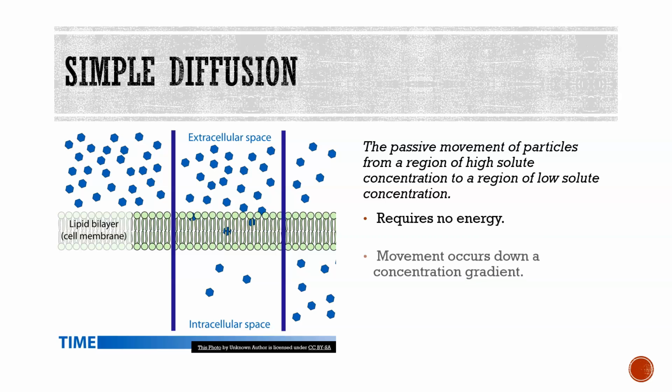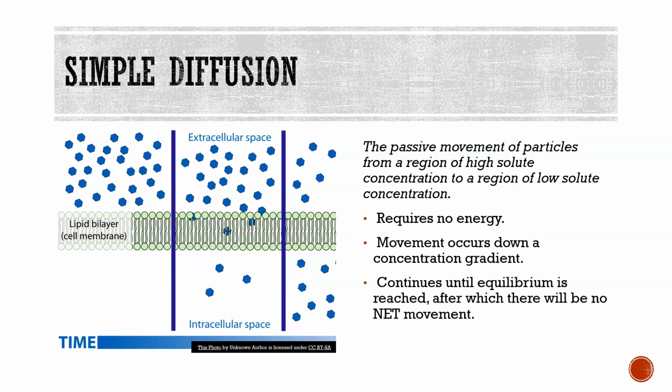As we said, it requires no energy. That's the passiveness. The movement occurs down the concentration gradient, from a high concentration to a low concentration to form the equilibrium. Once that equilibrium is reached, there will be no net movement, no further movement of molecules. So that's our simple diffusion.